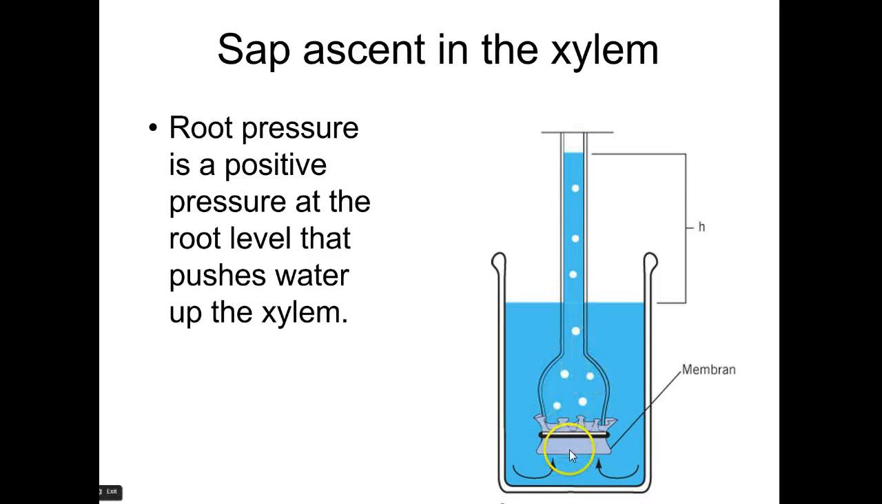Now, if I were to put a hole in here, then this water column would fall right back down to here. This is what a root does. This is a root, and water is flowing into the root, and the root actually pushes water up by something called root pressure, which we'll talk about.